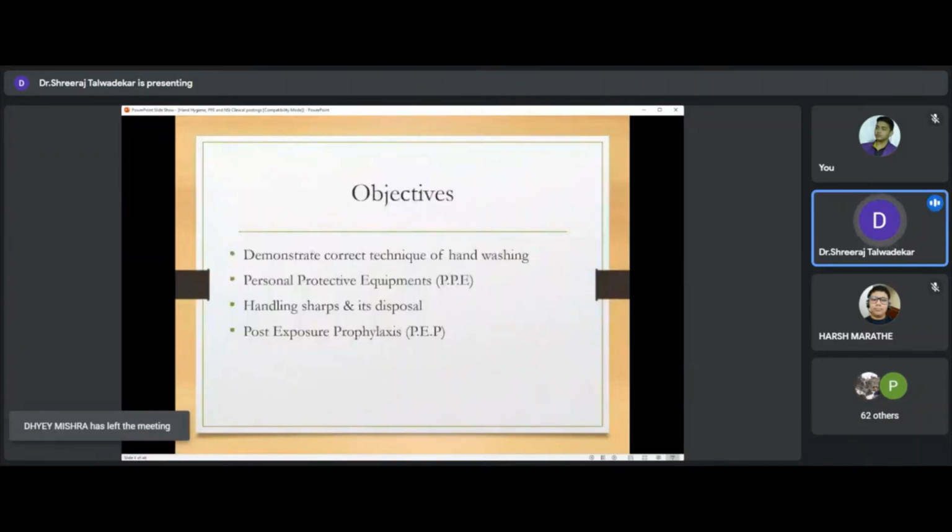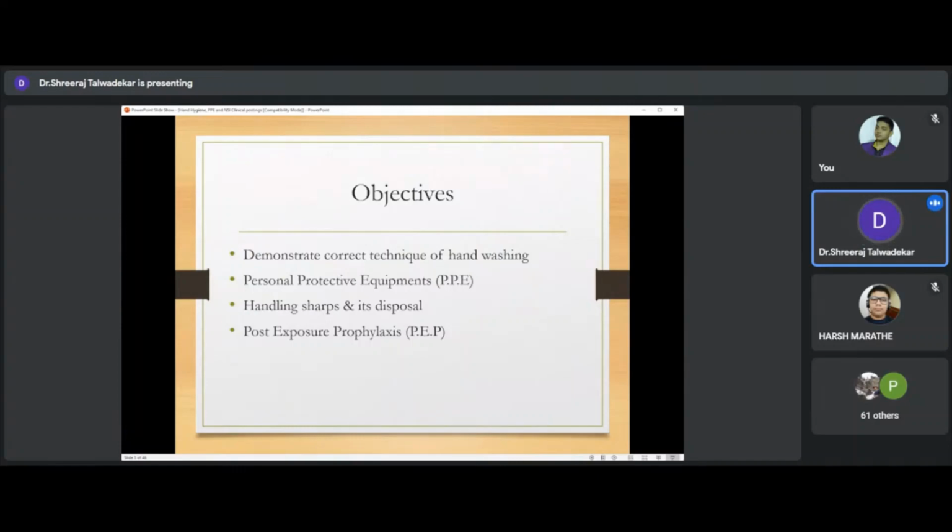So the objectives of my talk is basically to demonstrate the correct technique of hand washing. I'll need your help in that as well regarding the proper use of personal protective equipments, how to handle sharps and its disposal, and what is the post-exposure prophylaxis. So these concepts which I will tell you about today will also be covered in your second year, obviously in terms of infection control, but this should stay with you throughout the lifetime.